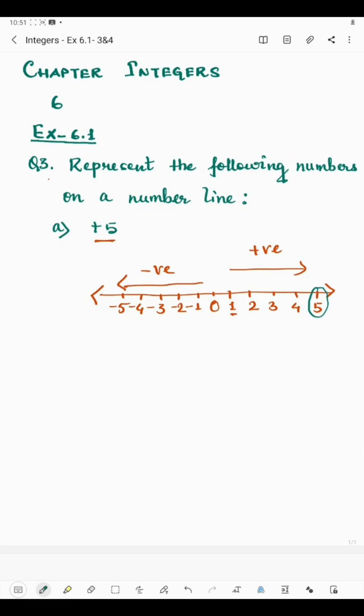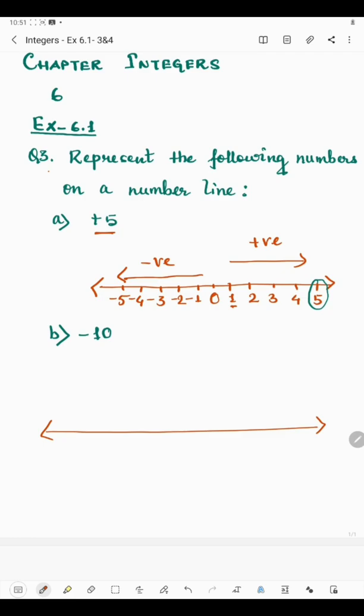Now coming to the next part. In the next part we have -10. Since it is a negative integer, it will be placed on the left side of 0. So we are placing 0 to the right, as we have to keep some place to show the left side of 0, okay? Because here we have negative integers, so we will have to show all negative numbers which are placed on the left side of 0, okay?